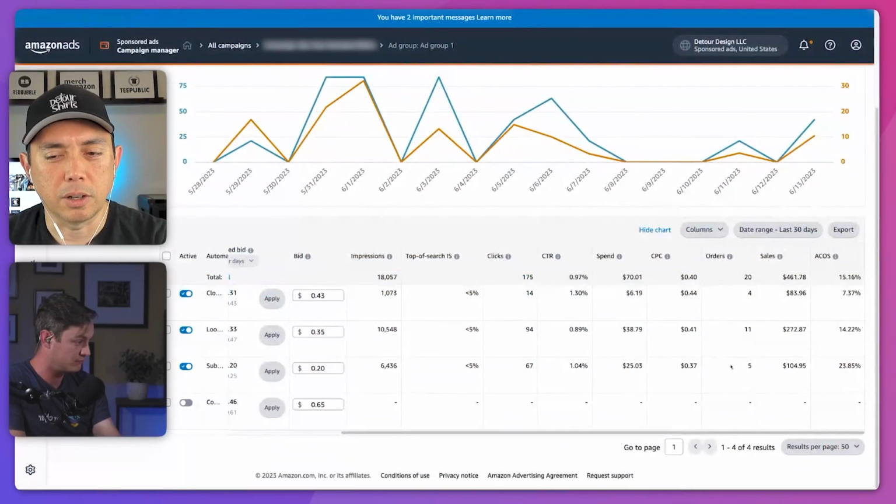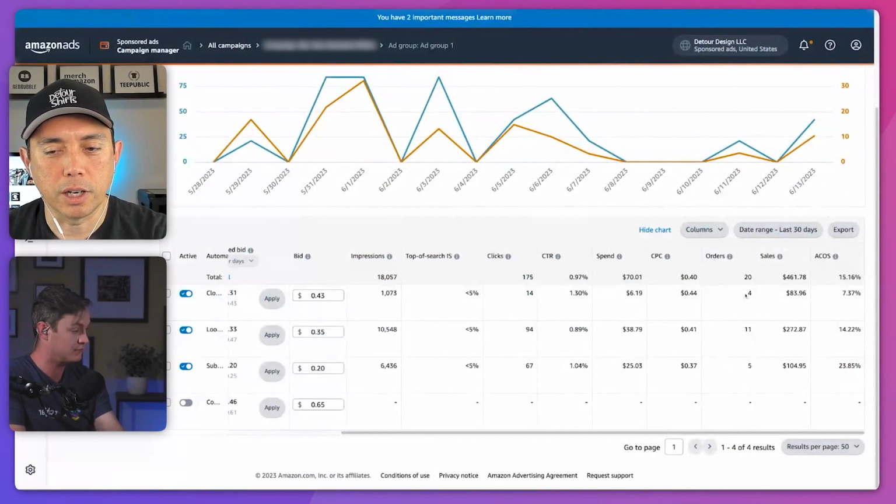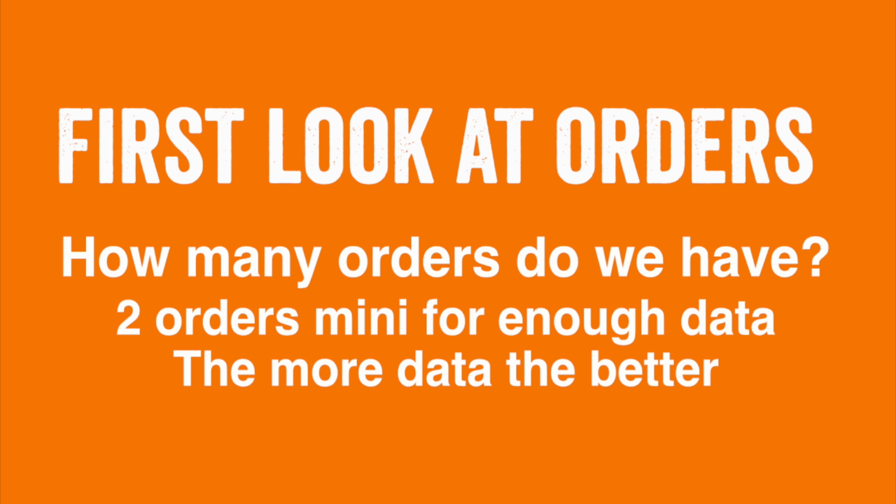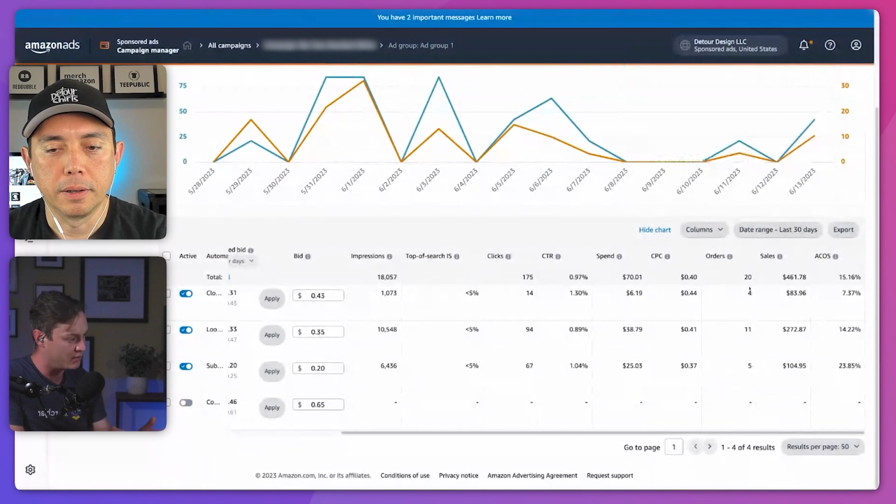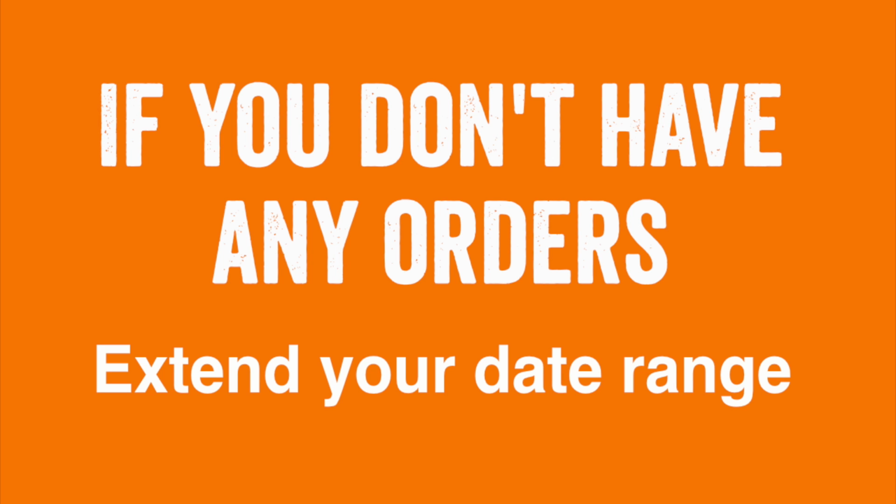Okay. So you said first, let me see if I can remember this without you telling me. First we're looking at ACOS, right? When we come to sales? Yeah, I'll keep an eye on the orders to see how many orders we have. Do we have enough orders? If I only have one, that's not enough data. 2 orders is going to be my minimum. Even that's only 2 data points. The more data points we have, the better. And if you don't have any, you need to start extending your date range.